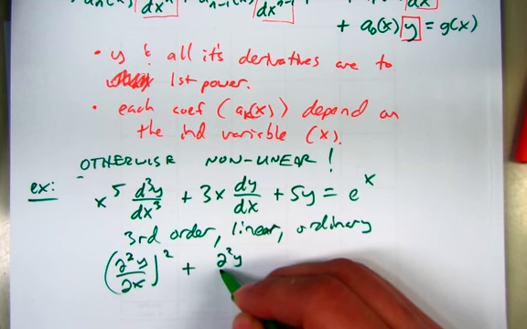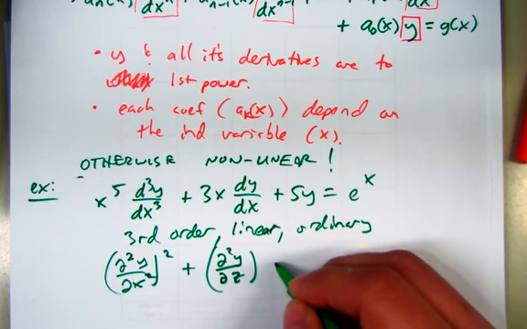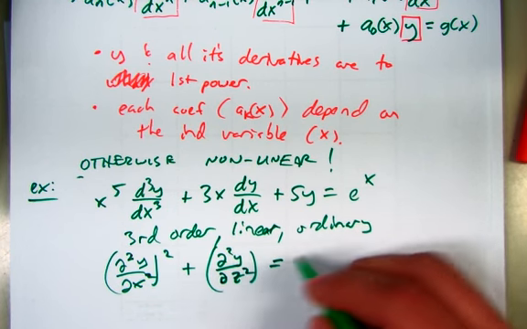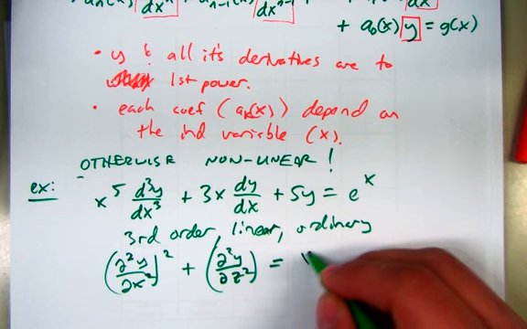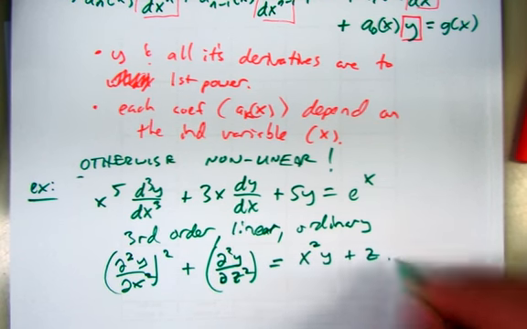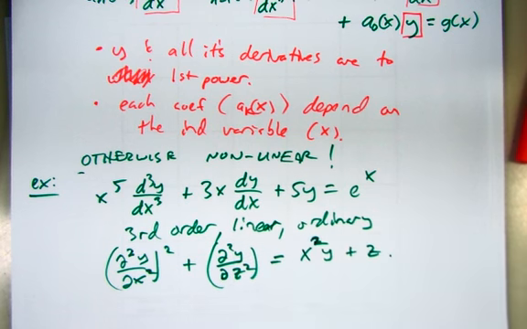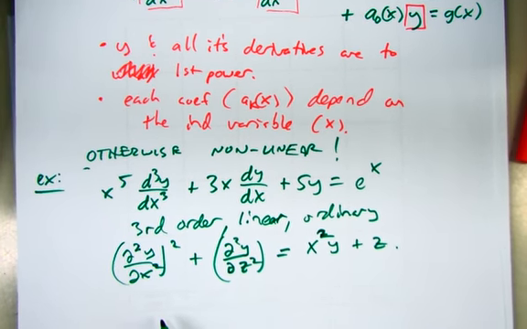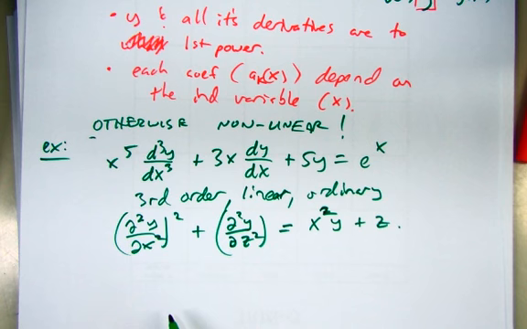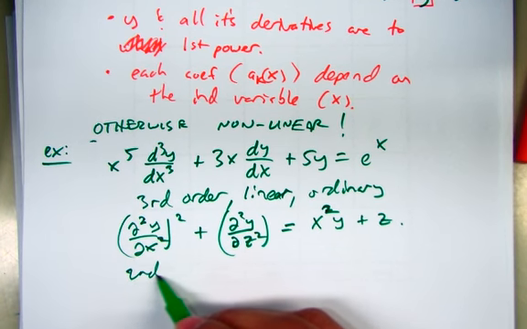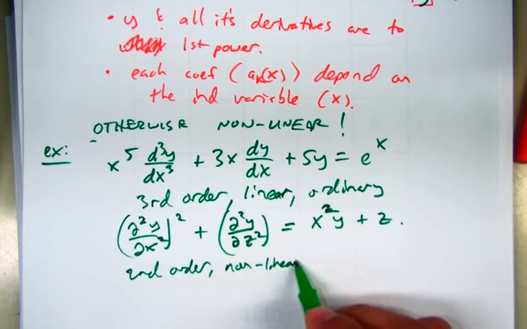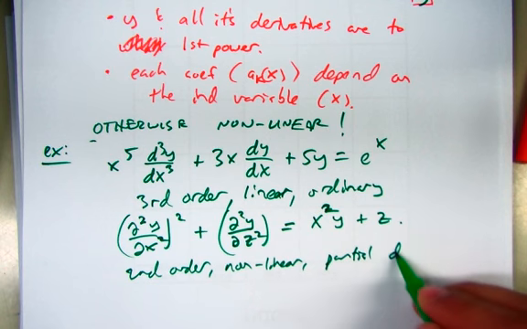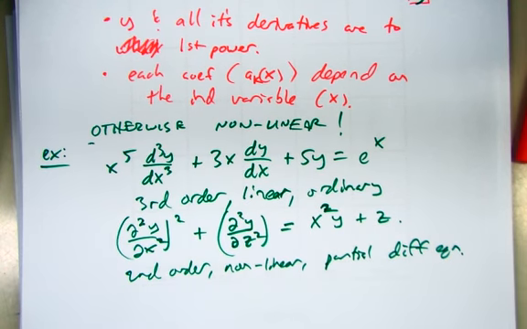Square. Is it ever not squared or no? No, it's always. Okay. So, what order is this? Second order, nonlinear, partial. Is there a question? We're good? Okay.